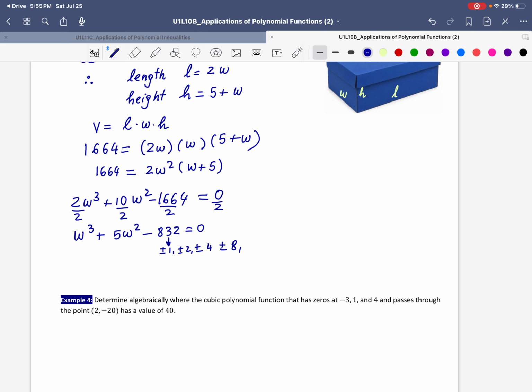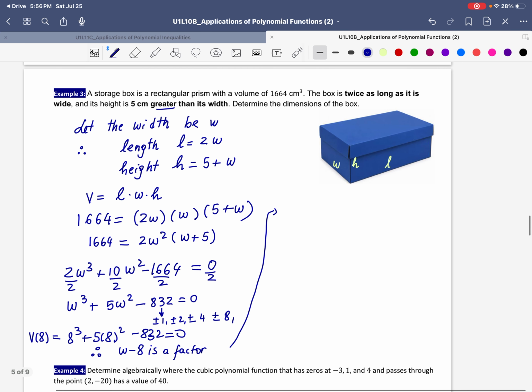So in this case, you're going to find out that the value of the function at 8 would be equal to 8 to the power 3 plus 5 times 8 squared minus 832 equals 0. So that will make 8 a factor. So we're going to say that W minus 8 is a factor. So we're going to take that factor and use it to help us find the other factors. So we have our other possible solutions, and this is our equation right here.